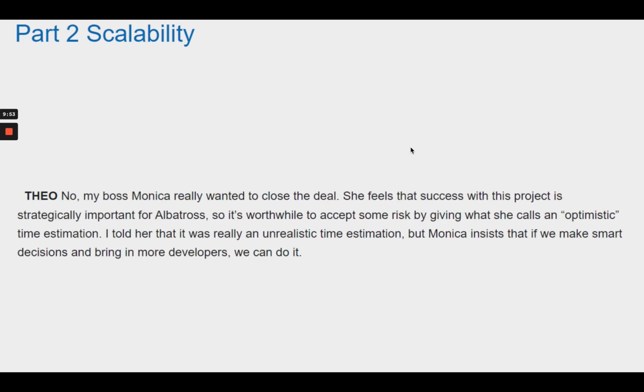Joe: No, my boss Monica really wanted to close the deal. She feels that success with this project is strategically important for Albatross, so it's worthwhile to accept some risk by giving what she calls an optimistic time estimation. I told her that it was really an unrealistic time estimation, but Monica insists that if we make smart decisions and bring in more developers, we can do it.